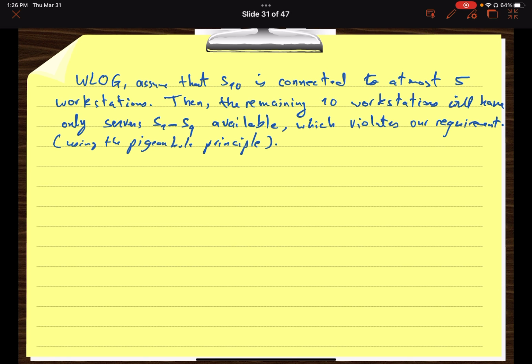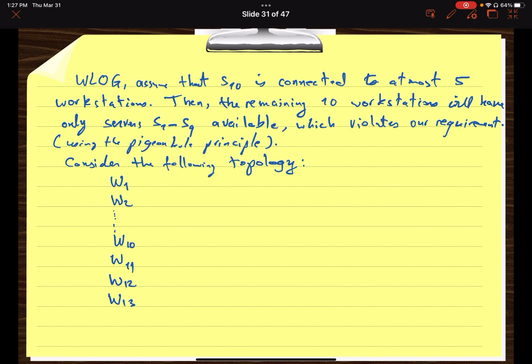Okay? So consider the following topology, or solution, whatever you want to call it. I'm going to say W1, W2, all the way until W10, then W11, W12, W13, W14, W15.